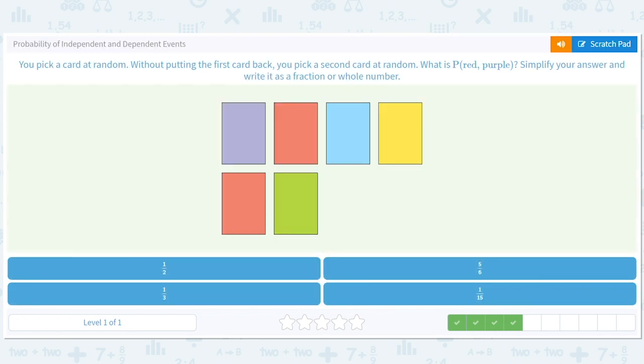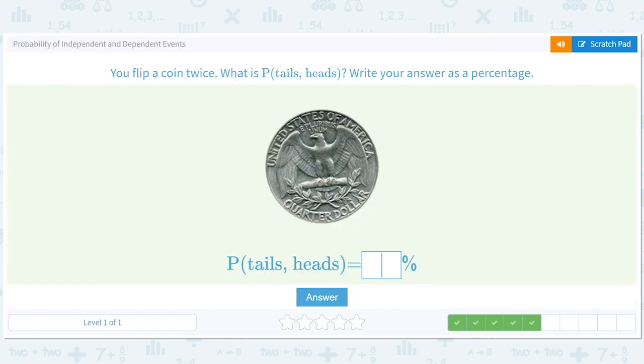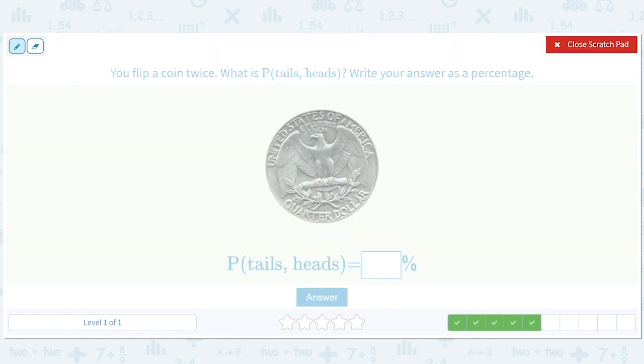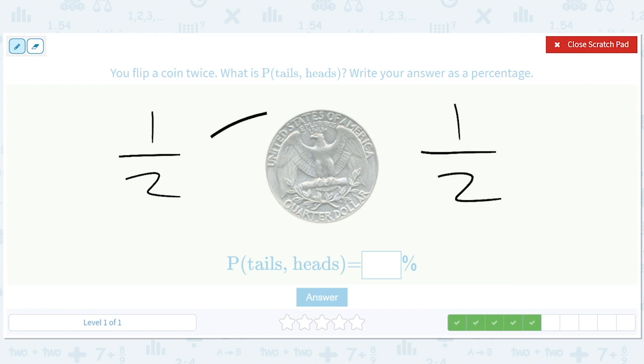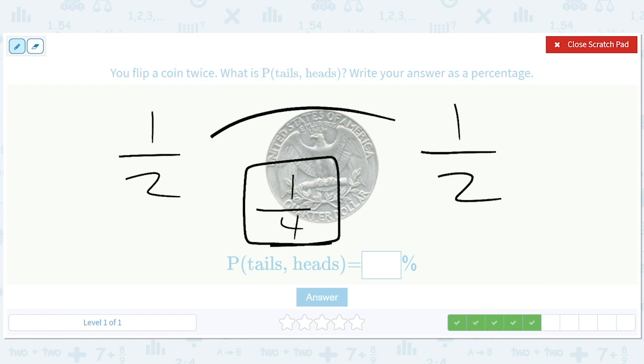We'll be on the lookout for that kind of thing. So you flip a coin twice. You want to know the probability of getting tails and then heads. So the first time, the probability of getting tails is 1 out of 2. The second time, the probability of getting heads is 1 out of 2. The flips have nothing to do with each other. They're completely independent. You multiply them together, you get 1/4. But we know 1/4 is 25%.